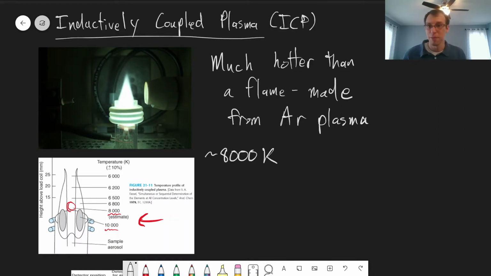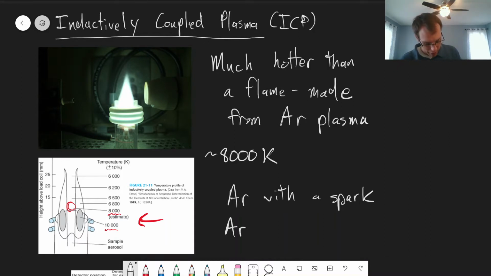Now that's going to make it much easier to atomize things that maybe aren't as easily atomized in a flame, and it has other advantages when we talk about emission spectroscopy, which we'll get to in just a little bit. Now, how do we actually make this plasma? Well, the idea is that we make this from argon. So we usually have argon and we start this with a spark. Similar to a flame, you need some way to start all of this.